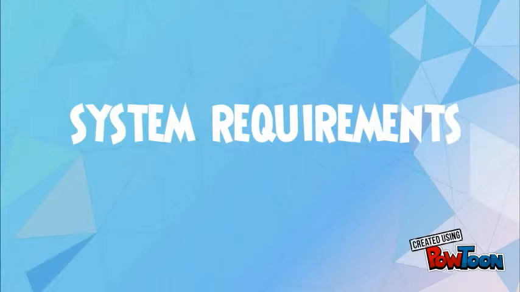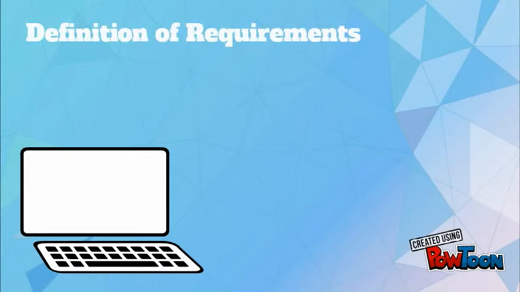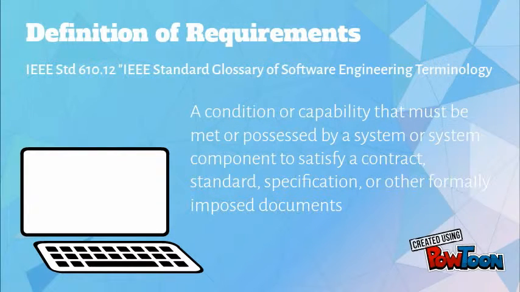Now, let's proceed with the system requirements. System requirements is the main purpose why we need to gather and analyze the data. First, let's discuss the definition of requirements. Based on the glossary of software engineering terminology, a requirement is a condition or capability that must be met or possessed by a system or component to satisfy a contract, standard, specification, or other formally imposed documents.